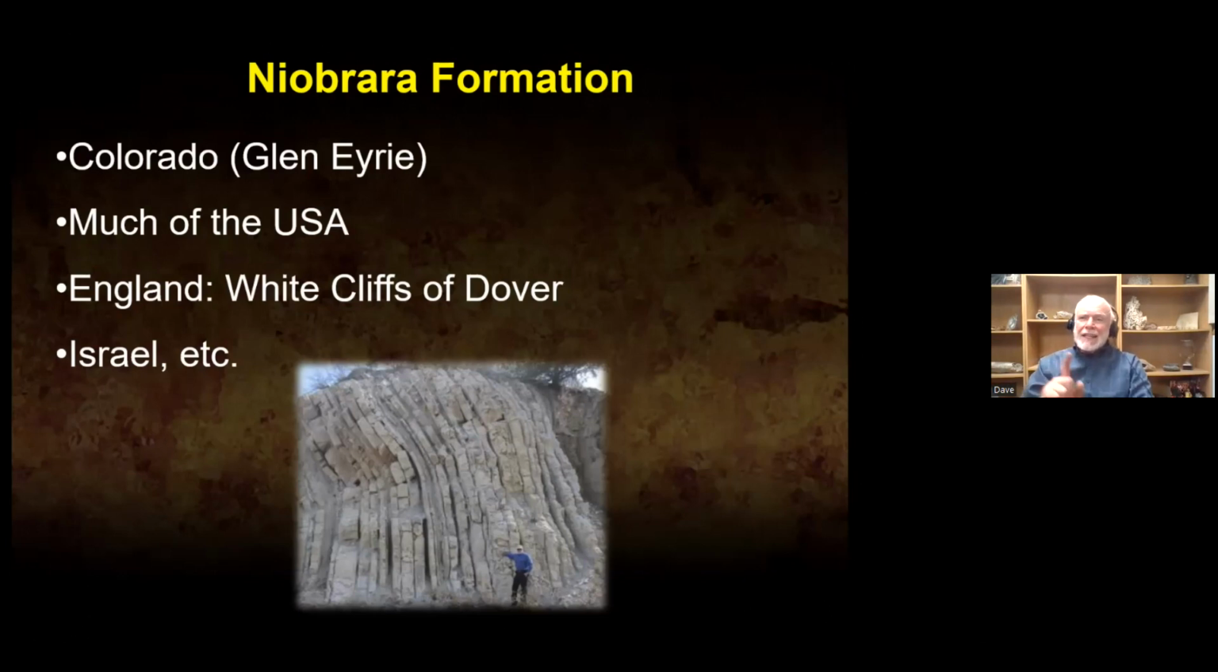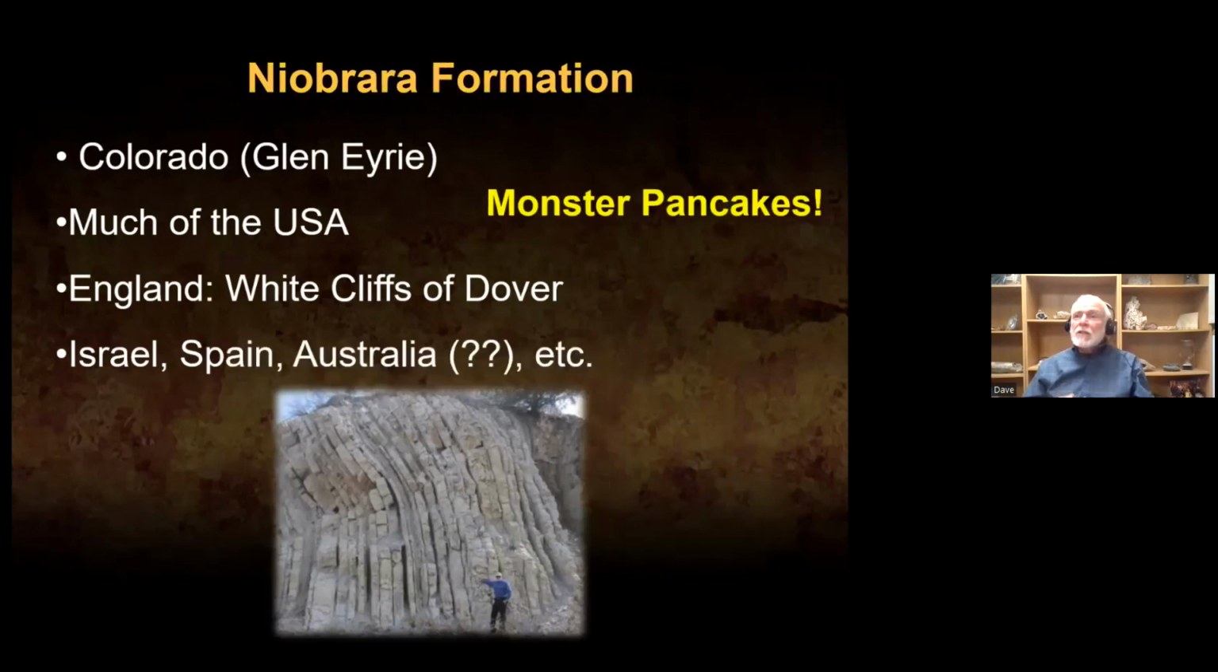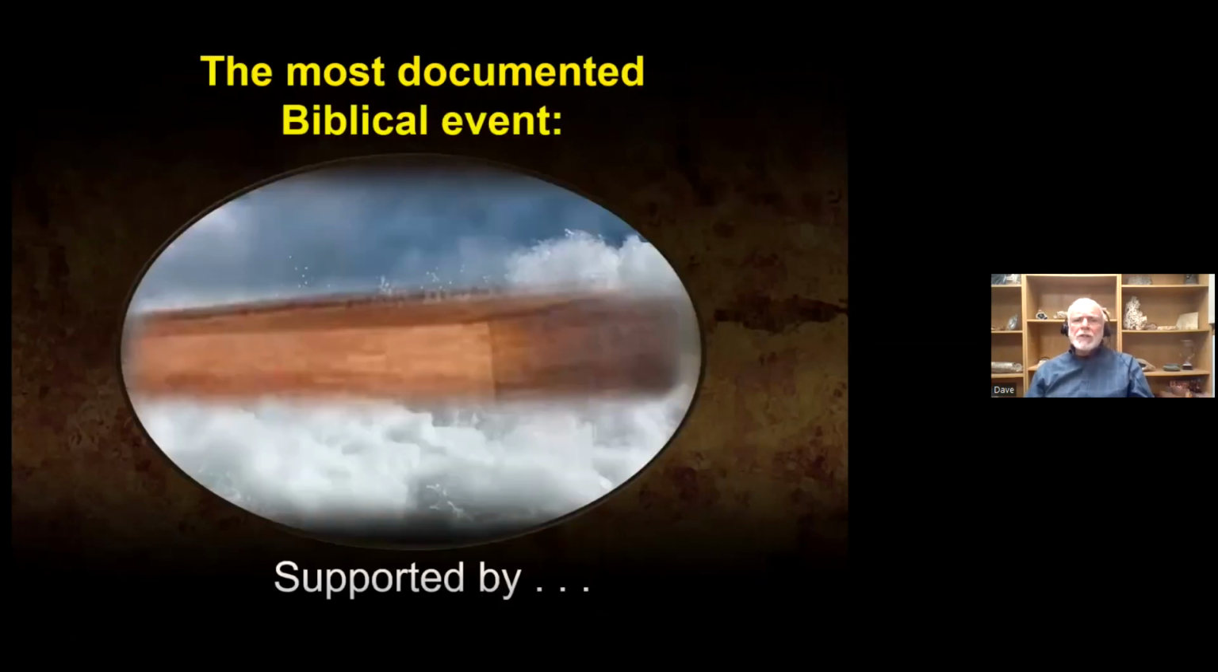Then you find it in England. It's called the White Cliffs of Dover. You find it in Israel and in Spain. Some now say even in Australia. That's a monster pancake pour, or series of pancake pours. Again, evidence of a worldwide flood, not something general, not something local whatsoever.